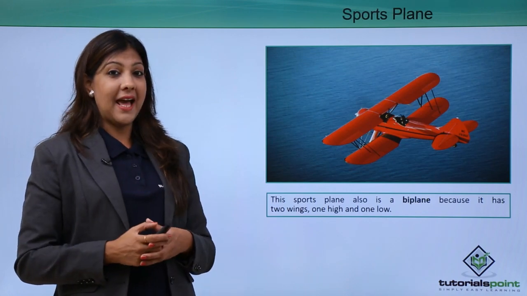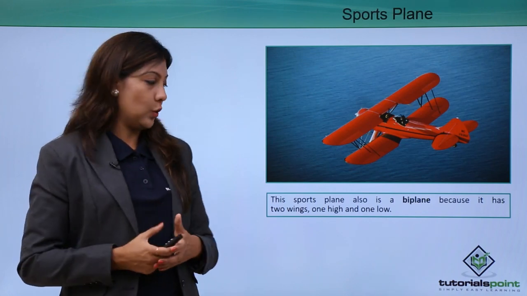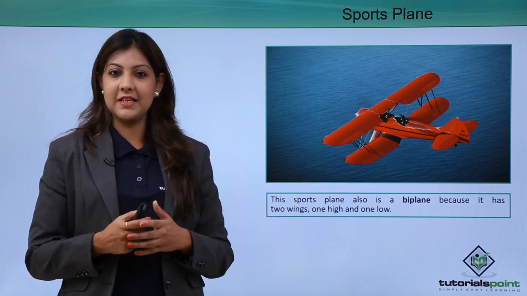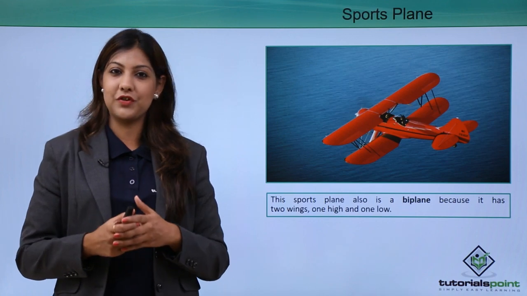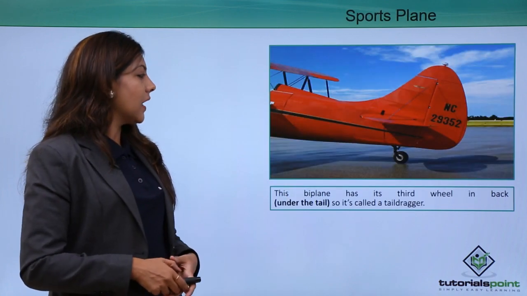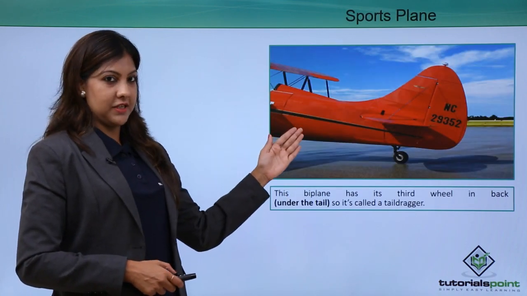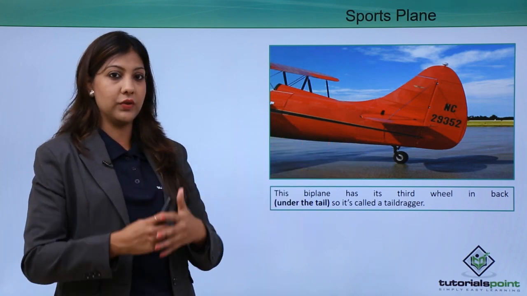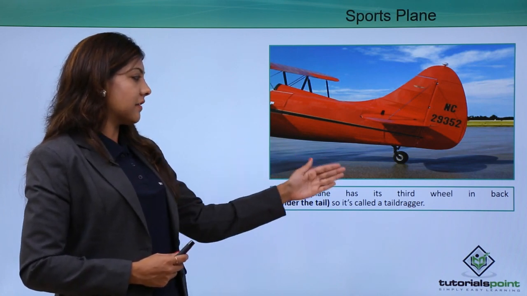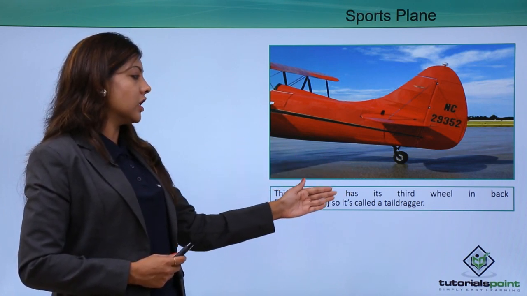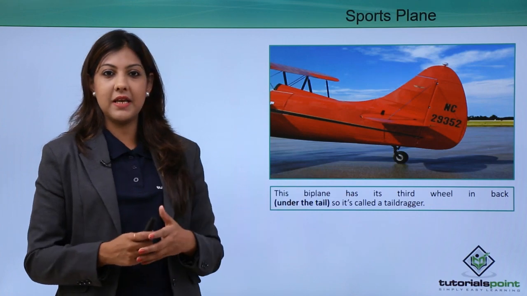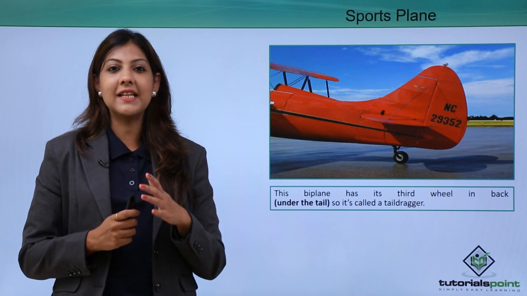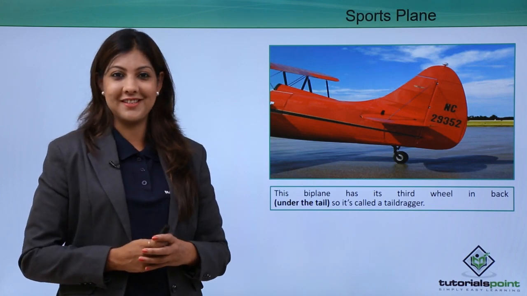Well, a sports plane can have a high wing as well as a low wing. It is also known as a biplane because it has two wings. One is positioned at a higher place and one is positioned at a lower place. Now, this particular aircraft that you see right here has a third wheel at the back, or rather below the tail of the aircraft. This is called a tail dragger. The reason being, when the aircraft lands, this particular wheel helps in dragging the aircraft for a certain distance of time.